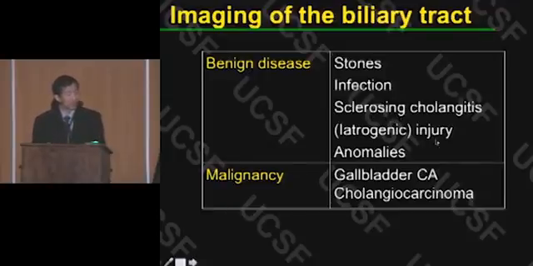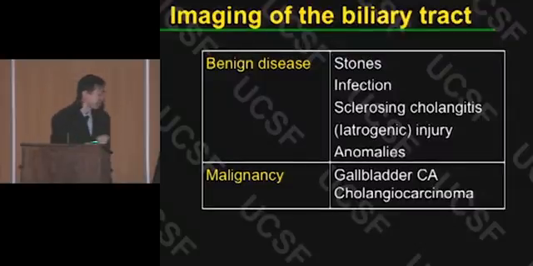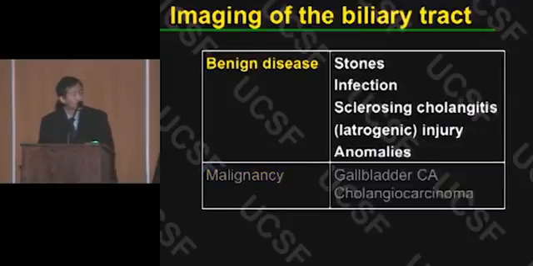They may also be injured by various methods or by various causes, in particular iatrogenic, and anomalies may also occur. Finally, we'll talk about the various malignancies that can affect the bile ducts. Let's start with benign disease and stones.